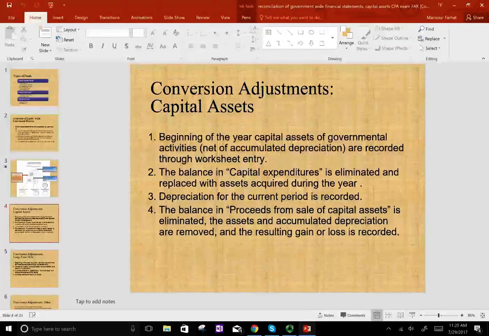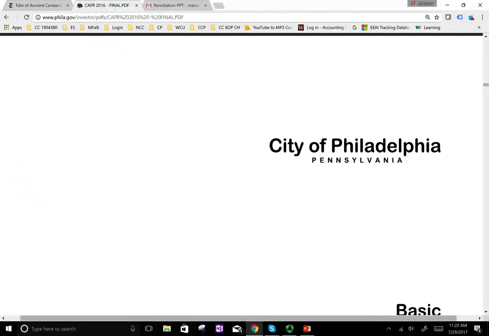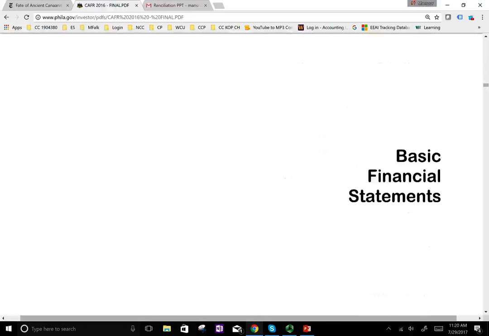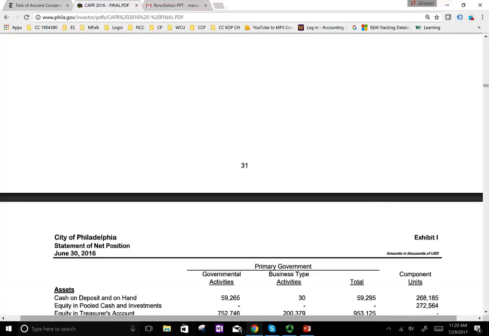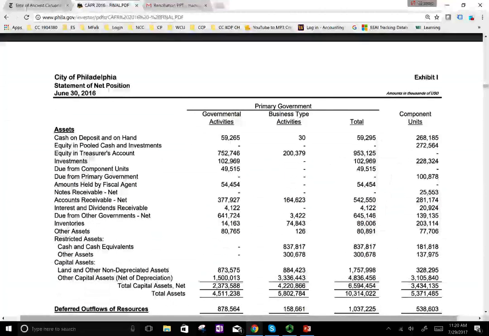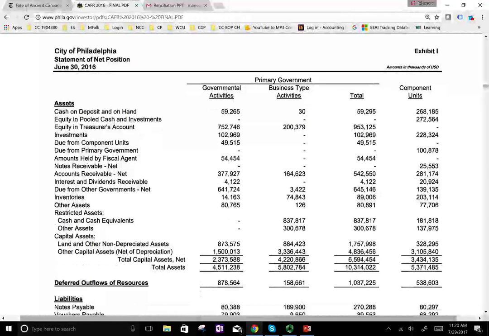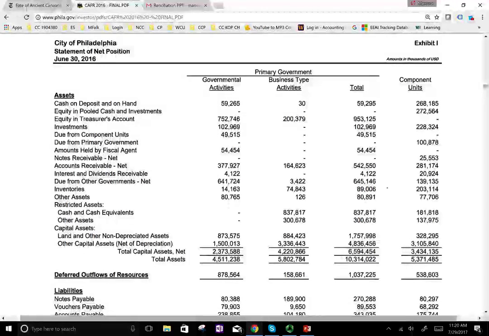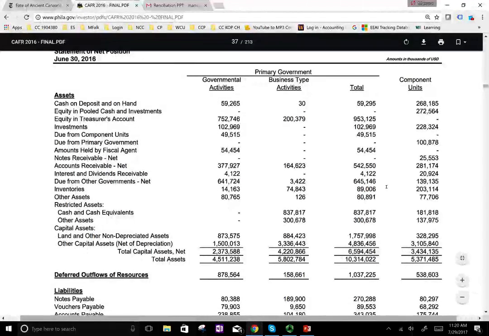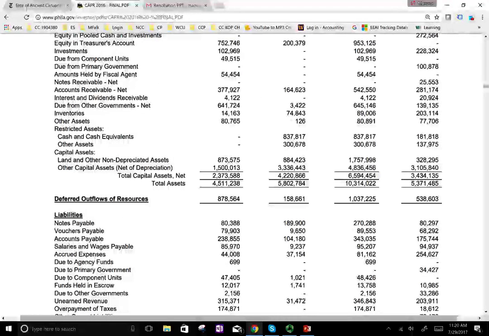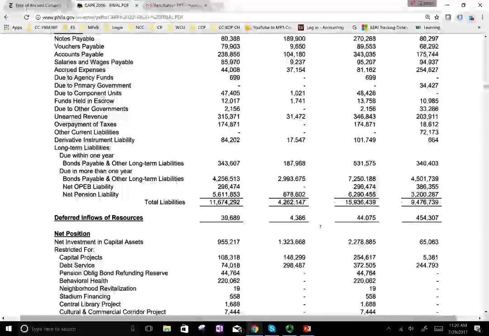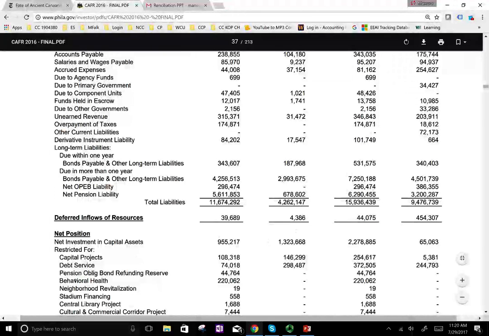Let me show you a picture of what we're going to be ending up doing. This is the city of Philadelphia, and we looked at this report when we looked at the annual financial report. We're going to have the primary government, with governmental activities, which include all the funds. Notice, if we go down and look at the net position, it includes net investment in capital asset, restricted for capital project, debt service, behavioral health. So all the funds will be listed here.